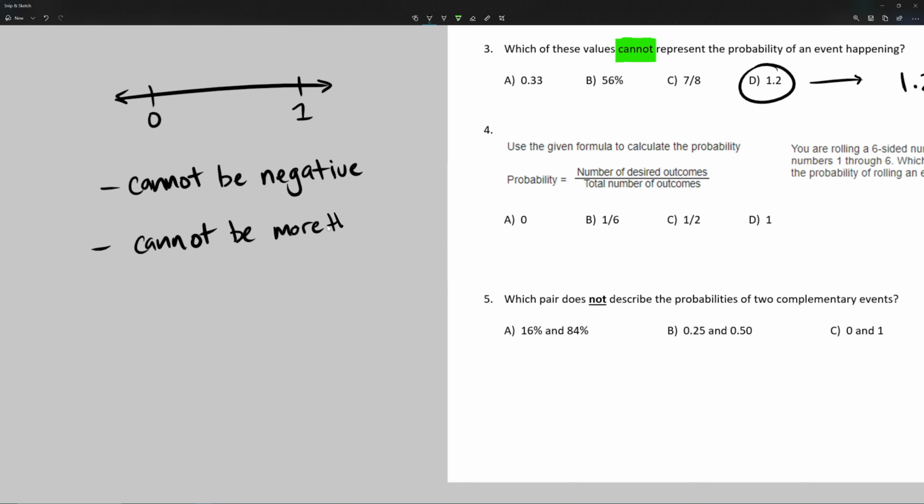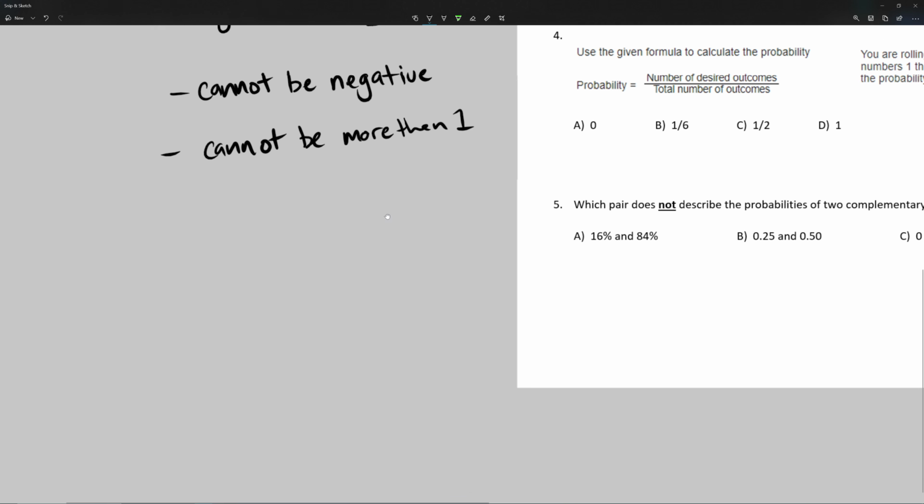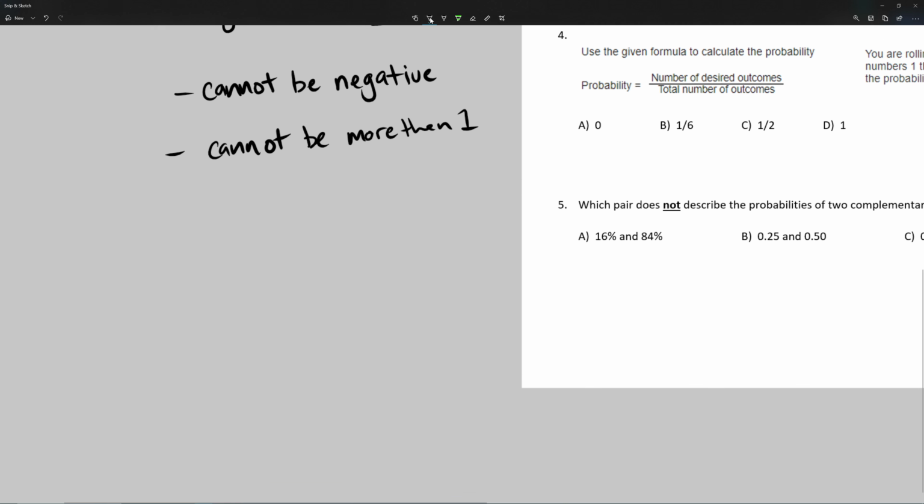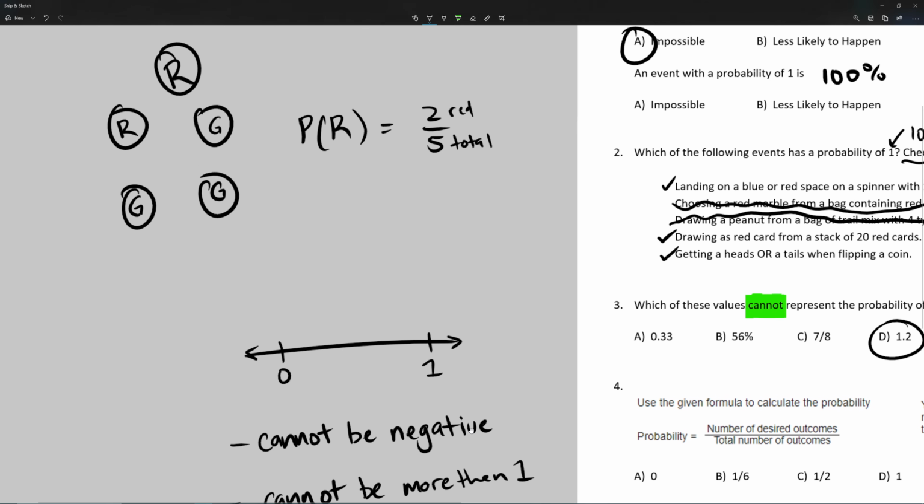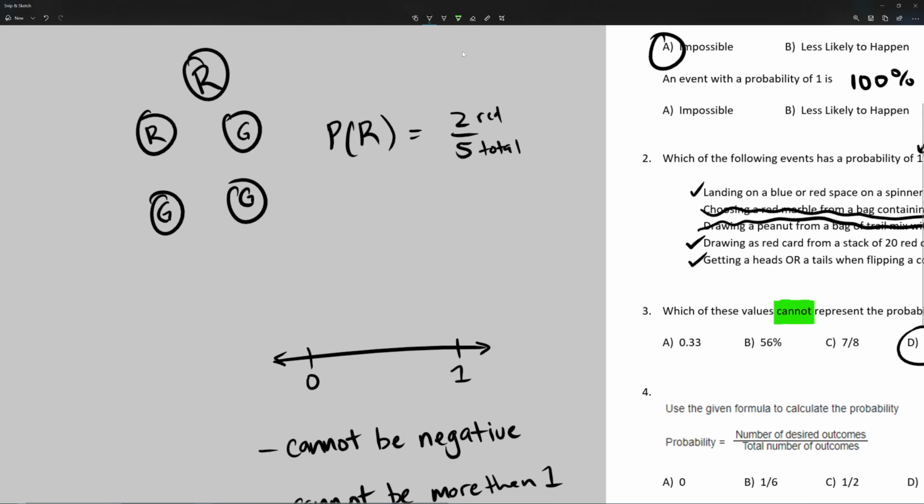So suppose for a moment. In fact, here, let's go back to our marble example right here. In fact, let me color these.